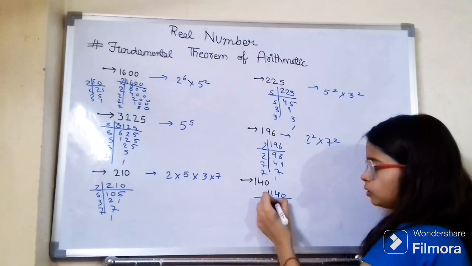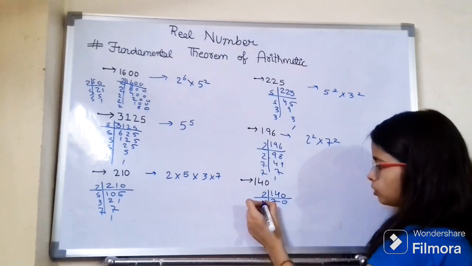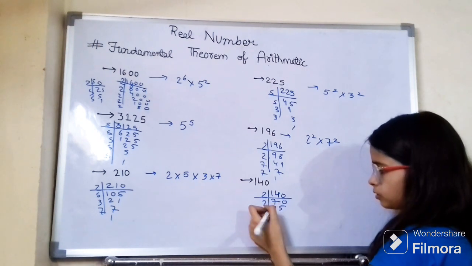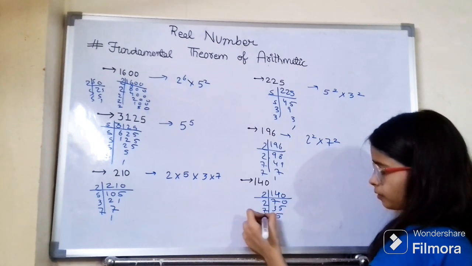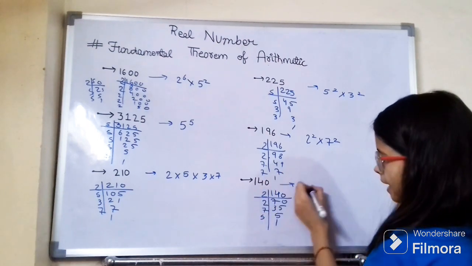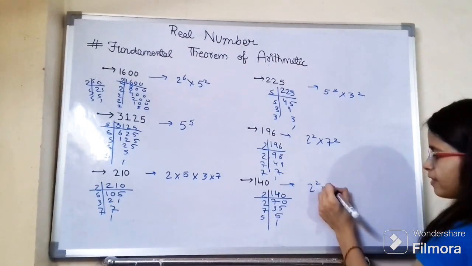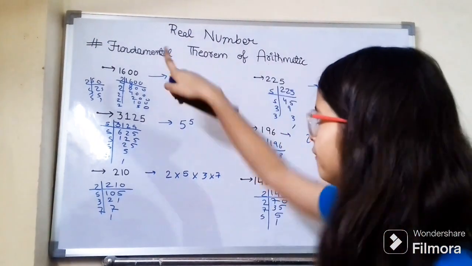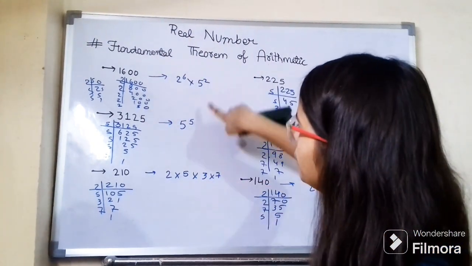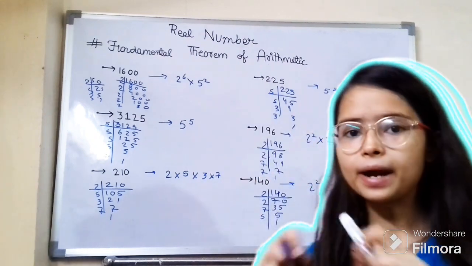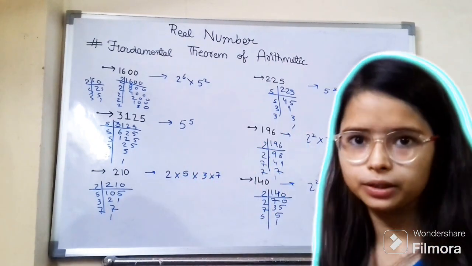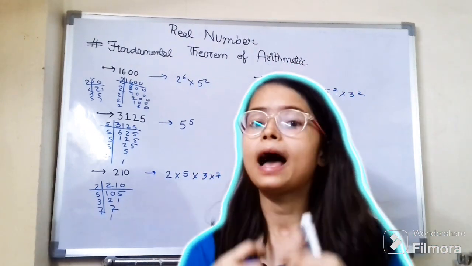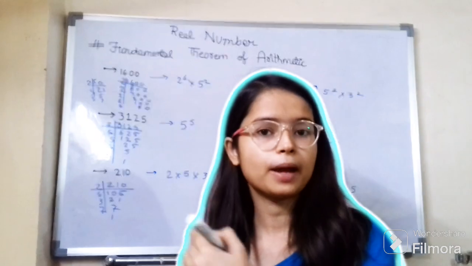We can write it as 2 square into 7 into 5. So you will notice one pattern that every composite number has a unique representation. There is no representation that is common in any two numbers. So this is what the scientist talked about, that every composite number has a unique representation in its prime factors form.